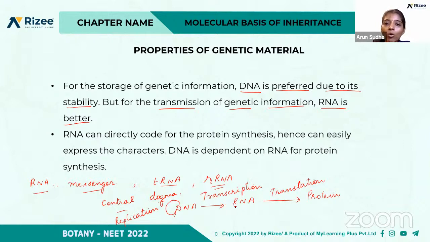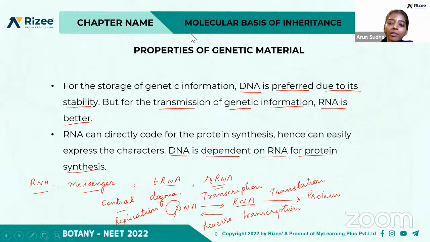And in some viruses, what happens? This RNA is converted to DNA. So it is called reverse transcription. That is the reverse of the transcription process. Okay. So this RNA can directly code for protein synthesis. It can be directly used for protein synthesis and can easily express the characters, but DNA is dependent on RNA for protein synthesis. First the DNA has to be converted to RNA and then it has to be converted to protein.